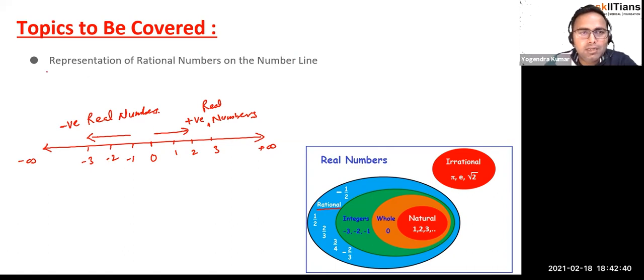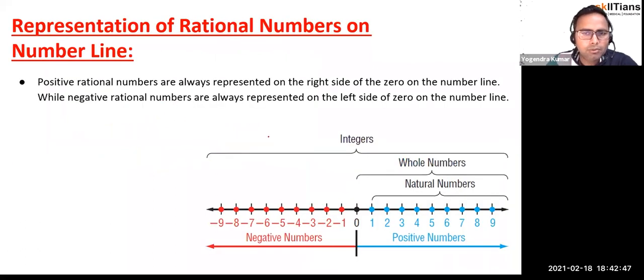Now we need to understand how we can plot numbers on the number line. By this slide you can understand what integers are: -1, -2, -3, -4, and so on, represented by these dots. Then positive numbers. Natural numbers start from 1. In between there is 1.5, which is not a natural number. Natural numbers are 1, 2, 3, 4, and it goes up to infinite. Whole numbers include 0 also.